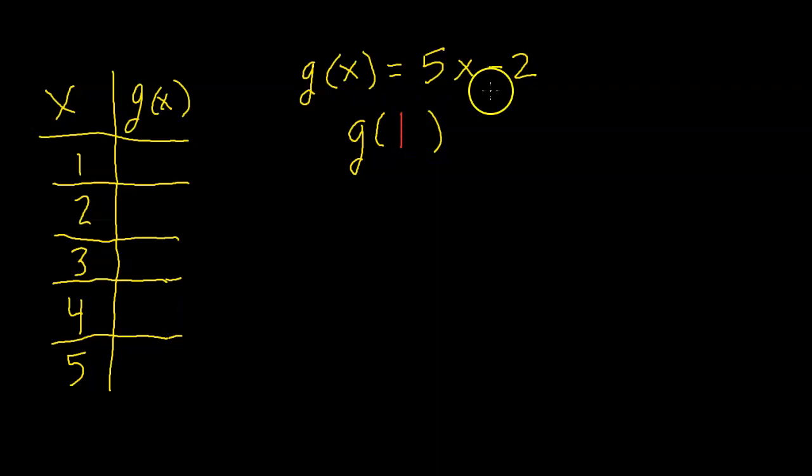So let's start off by evaluating, let's say, g of 1. So g of 1 is going to equal what? That's going to equal 5. So if our formula is 5 times x, that means we're going to evaluate 5 times 1 minus 2.